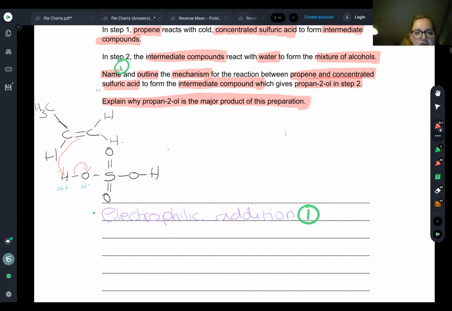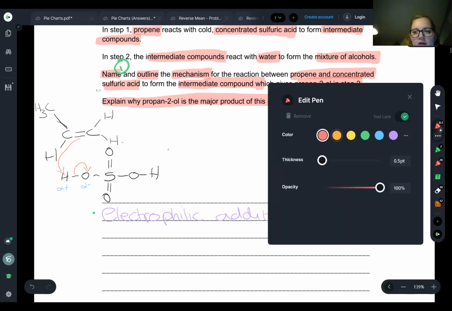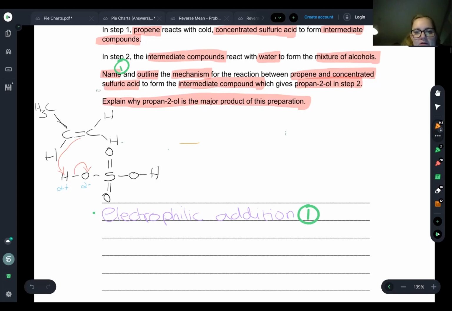Pausing there before I go straight on to the next step, and then I'm going to talk you through where the marks are. So then we go to our next step. Let's draw our, what's it asking us to draw?